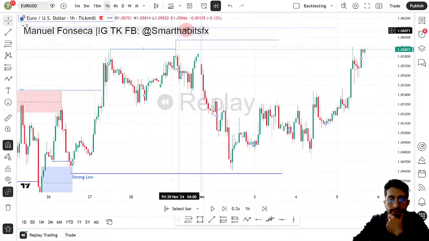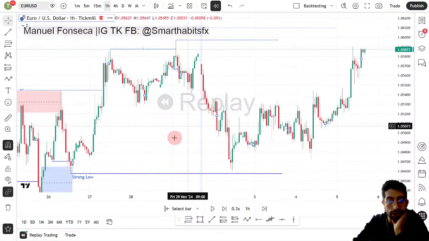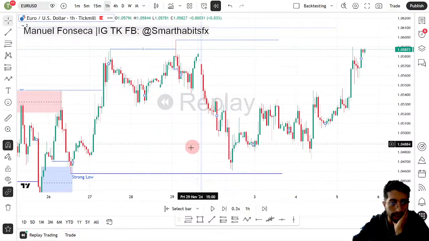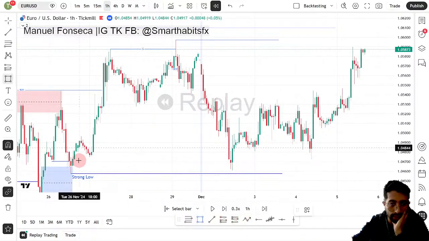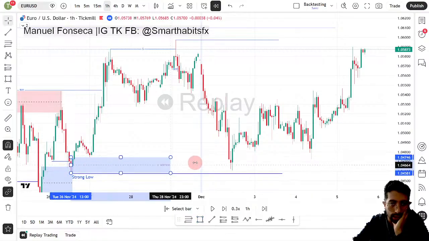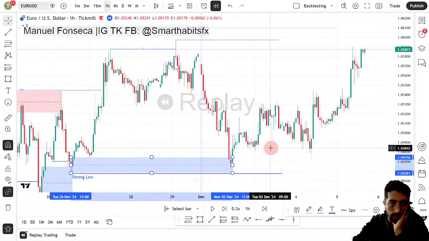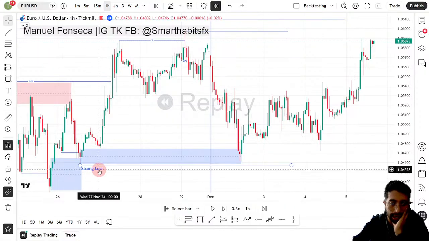And now what happens after this? Again, the price goes down. Now it makes the price efficient, goes down, and then it reacted here on this order block, which is the extreme of the movement here, this one. And as I said to you before, this low will be highly respected because this is a strong low.